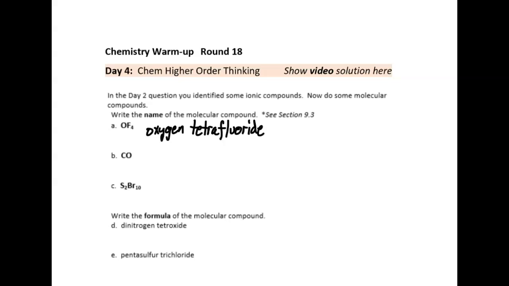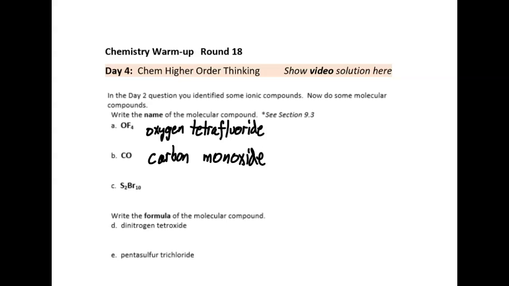Question B, capital C and the capital O. The capital C is carbon. The capital O is the element oxygen. Now let's think about how we need to modify that word. We need to change the ending to oxide, and we need to give it a prefix. There is only one oxygen, so it's monoxide. Carbon monoxide.